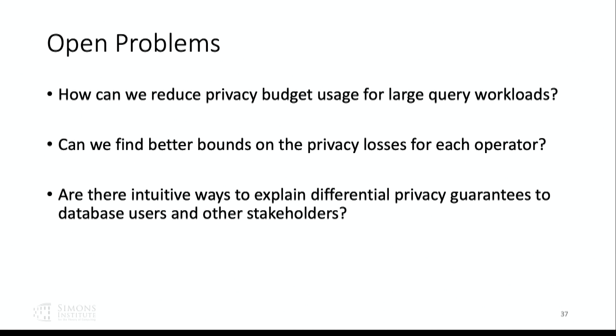I think we can also find better bounds on our privacy losses for each operator. Right now, we're doing really simple ways of doing it, but I think there are some things with maybe adaptive composition and things like that where we can get better bounds, so we use less privacy at each operator.